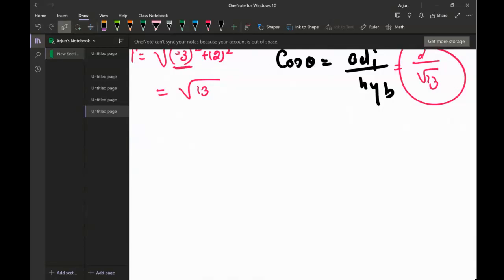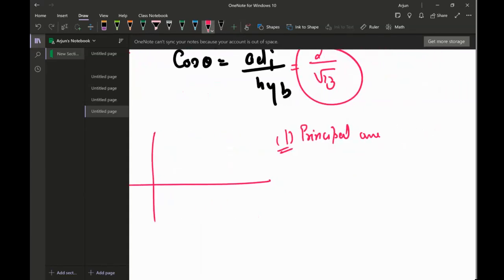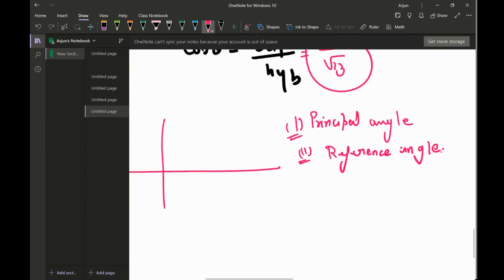Now, let's take some questions. I'm going to take a reference angle question. If I again draw the coordinate system, I'll talk about two types of angle. First of all, the principal angle, and then the second one is the reference angle. All right, so what is the difference between the principal angle and the reference angle?